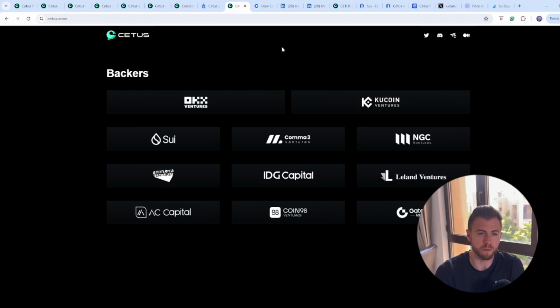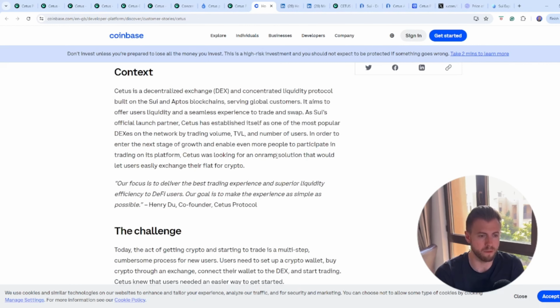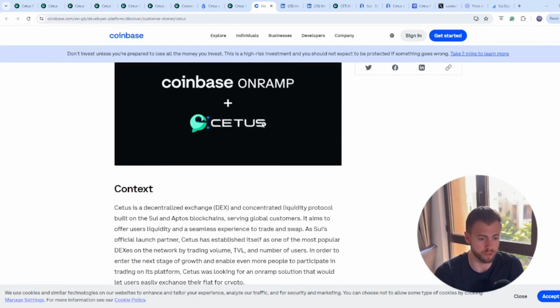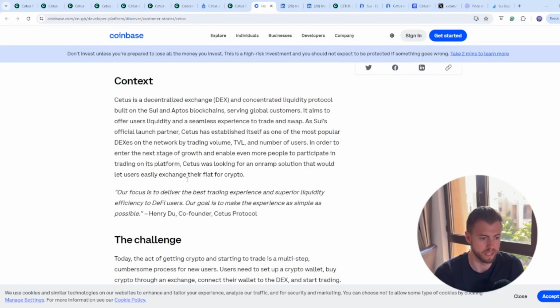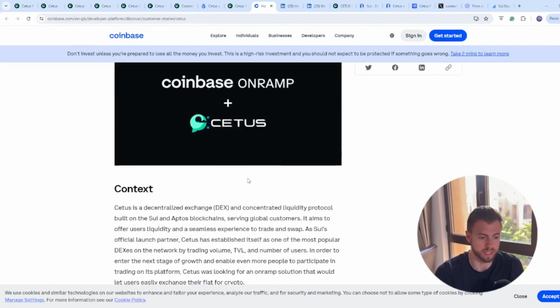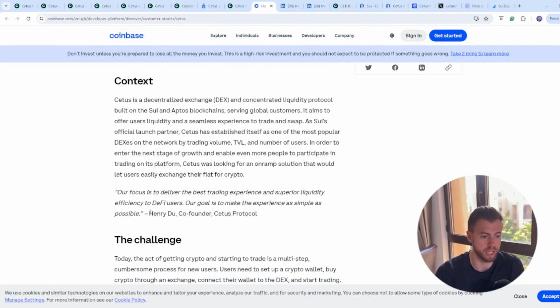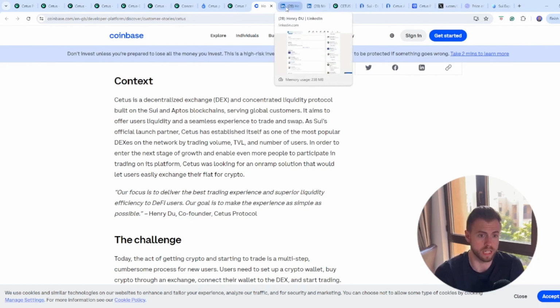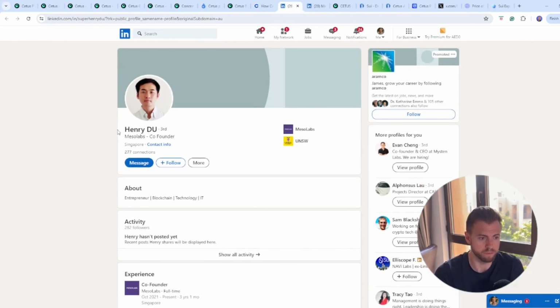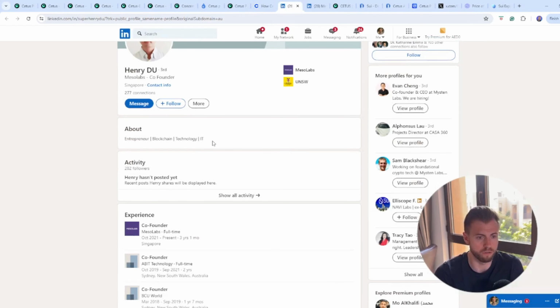But then just briefly coming back to the founders, there wasn't a massive amount of information that I could find on the founders. One of the only few articles I could find that mentions a founder is this one from Coinbase, and it's involving a Coinbase on-ramp partnership with Cetus. And it mentions a founder here called Henry Du, which is the co-founder of the Cetus Protocol.